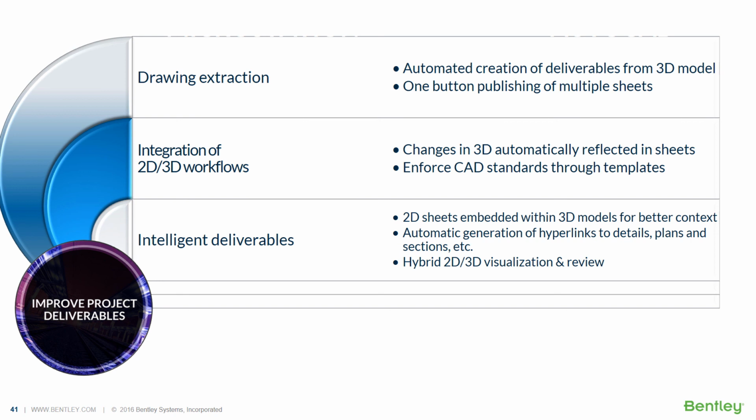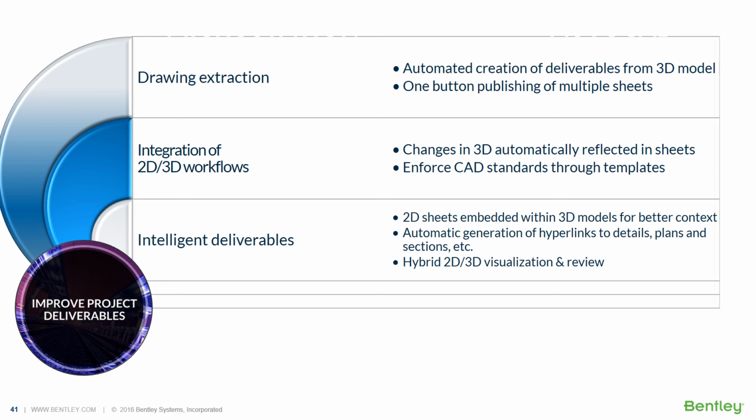So drawing extraction, you have the ability to create deliverables from the 3D model with one-button publishing. 3D changes are automatically reflected in the 2D sheets, and all of this stuff is enforcing the CAD standards through the use of templates and seeds. So these are intelligent deliverables.